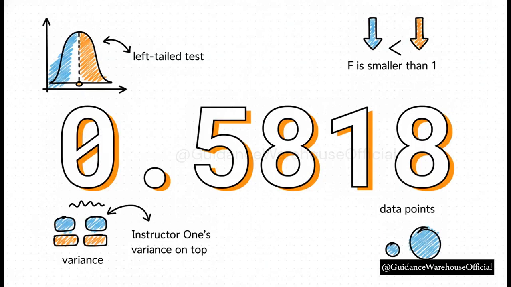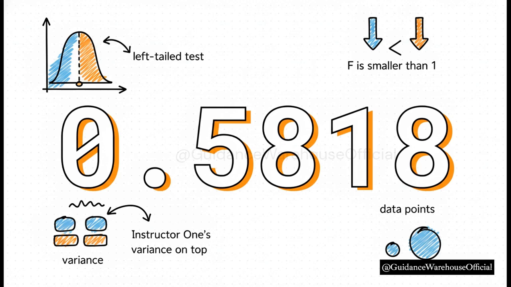Following step 2, we calculate the F statistic. Now, because we are specifically testing if instructor 1 is smaller, making this a strictly left-tailed test, we actually place instructor 1's variance on top this time. So 52.3 divided by 89.9 gives us an F ratio of 0.5818.